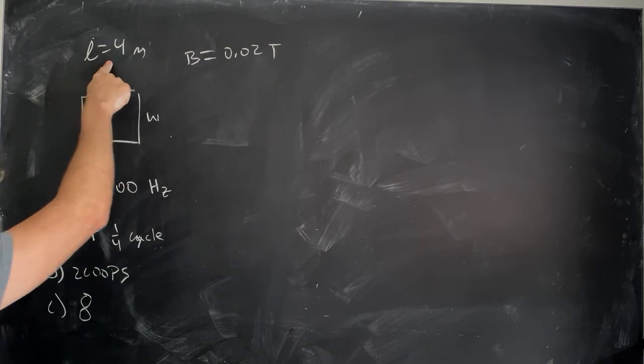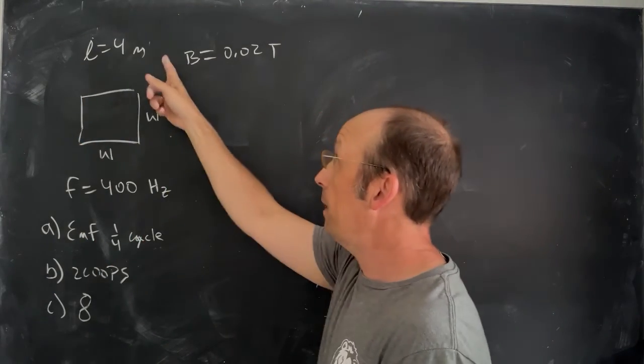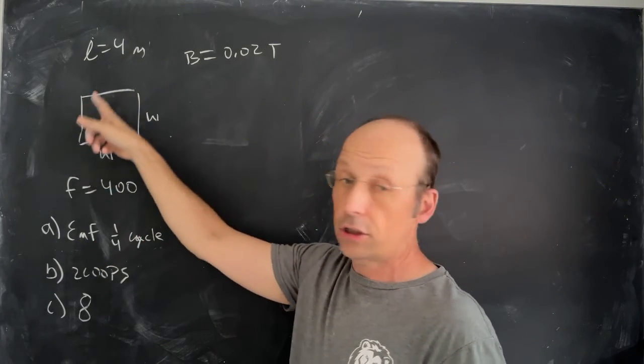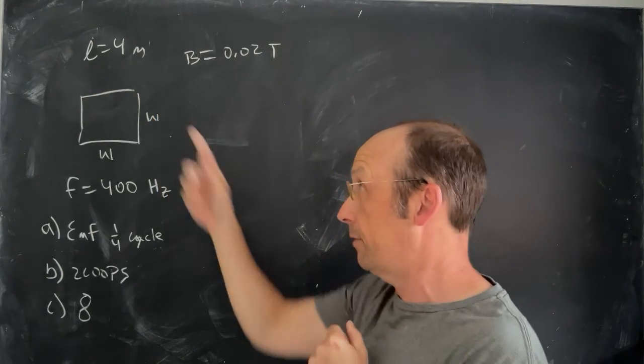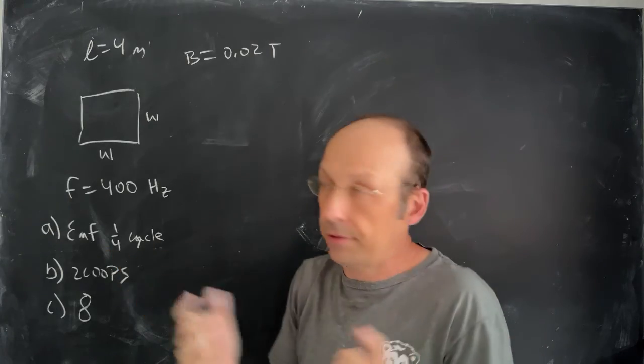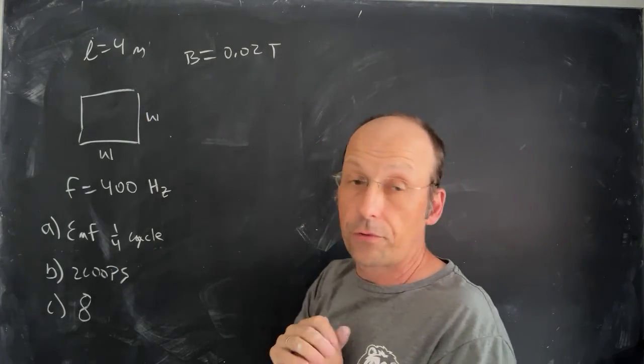We have 4 meters of wire, and we make that into a square. So we can calculate the dimensions of that square. I mean, it's 1 by 1, right? Obviously, because the perimeter is 4.